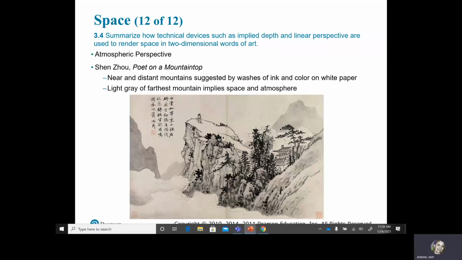Here's another example of atmospheric perspective. We have Xun Zhou's Poet on a Mountaintop. We have near and distant mountains suggested by washes of ink and color on white paper. Light gray of the farthest mountain implies space and atmosphere.